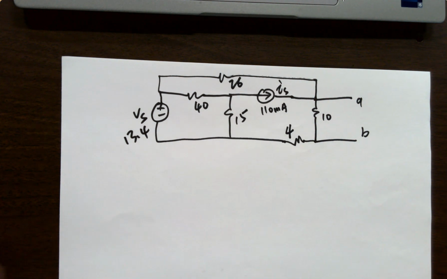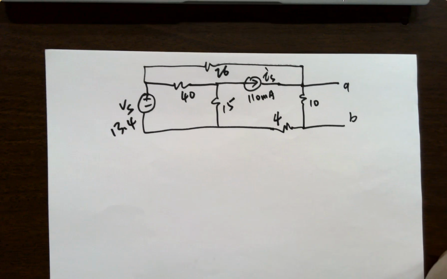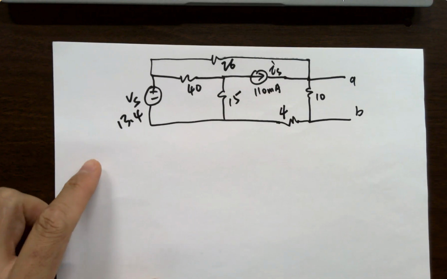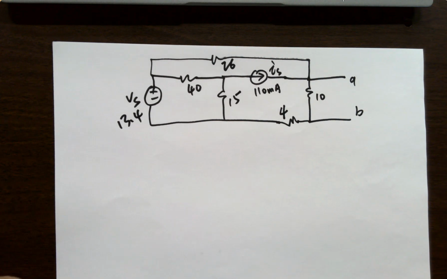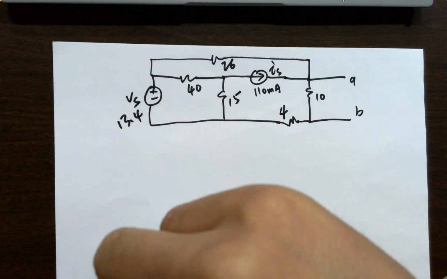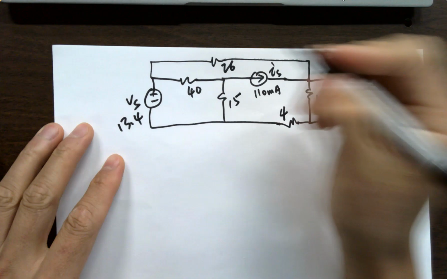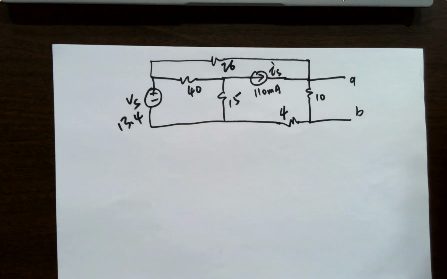How do you want to approach this problem? What are the methods we have learned? Node, mesh? Yeah? So node uses what? KCL? Mesh uses KVL? Which one would you like to use? Either one's gonna work, right? Let's do mesh. If you want to do mesh, let's do mesh.